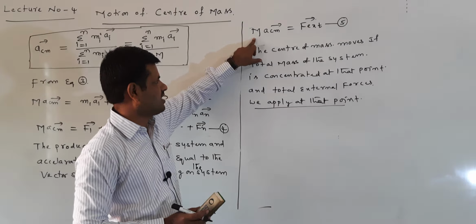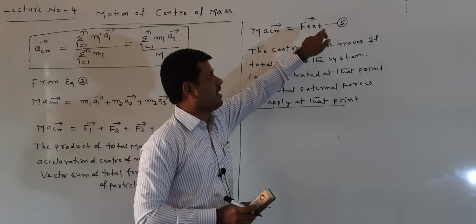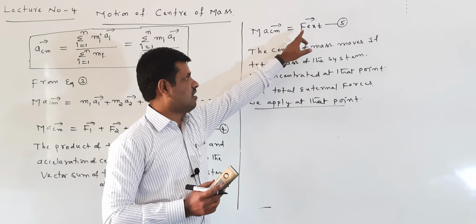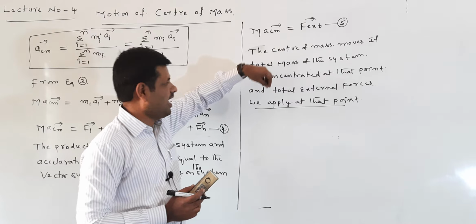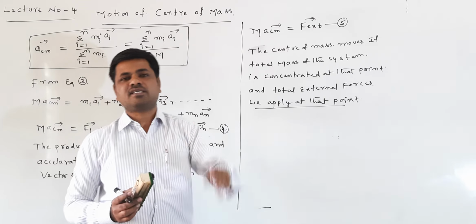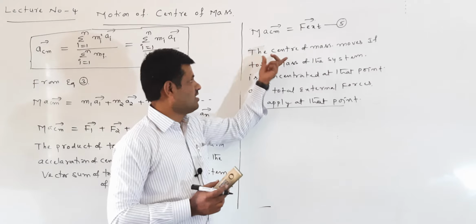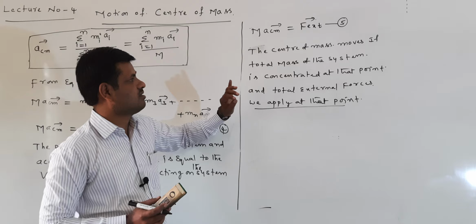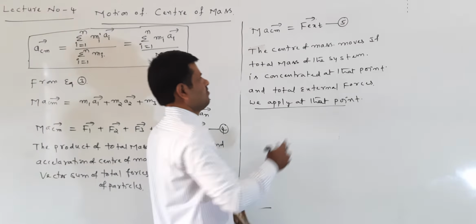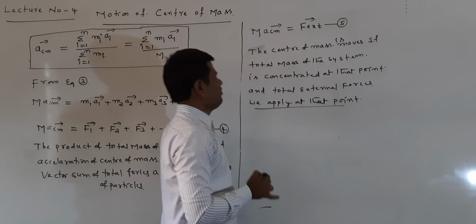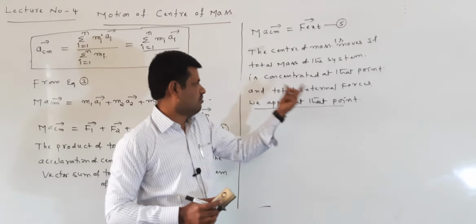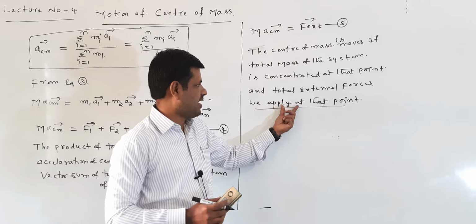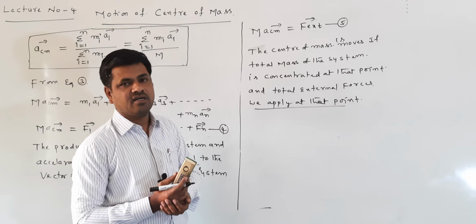Here from this equation we are saying that m into ACM bar is equal to the total external forces acting on the system of particles. It means the total external forces acting on the system of particles we apply at the center of mass. When we apply them at the center of mass, the center of mass is in motion. From this equation we conclude that the center of mass moves if the total mass of the system is concentrated at that point and the total external forces are applied at that point. When the total external forces are applied at that point, the center of mass of the system will be in motion.